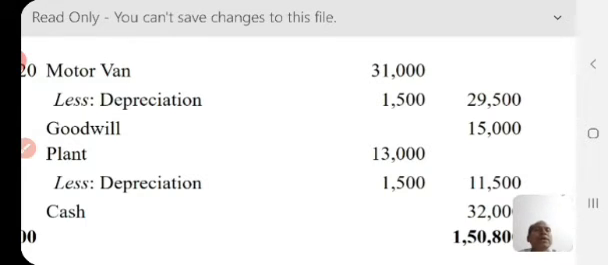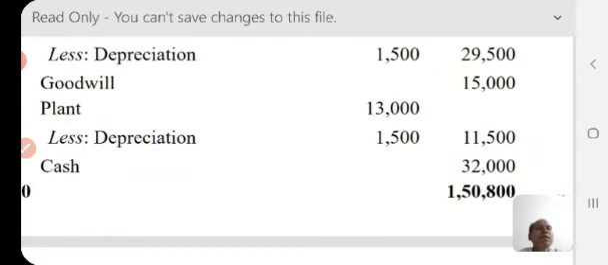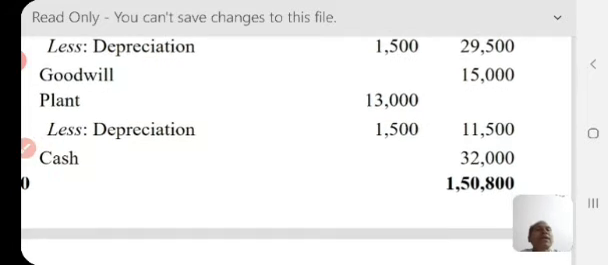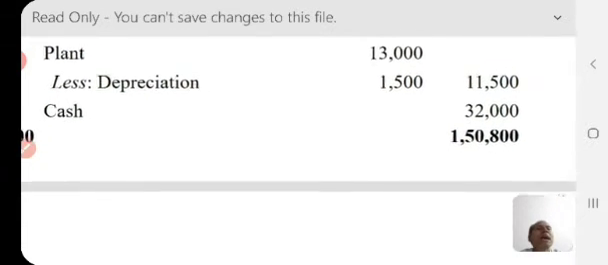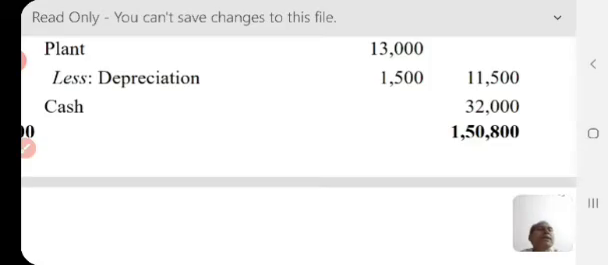Plant is depreciated by 1,500. See carefully. Okay, plant 13,000 minus 1,500 is 11,500. And cash is 32,000.